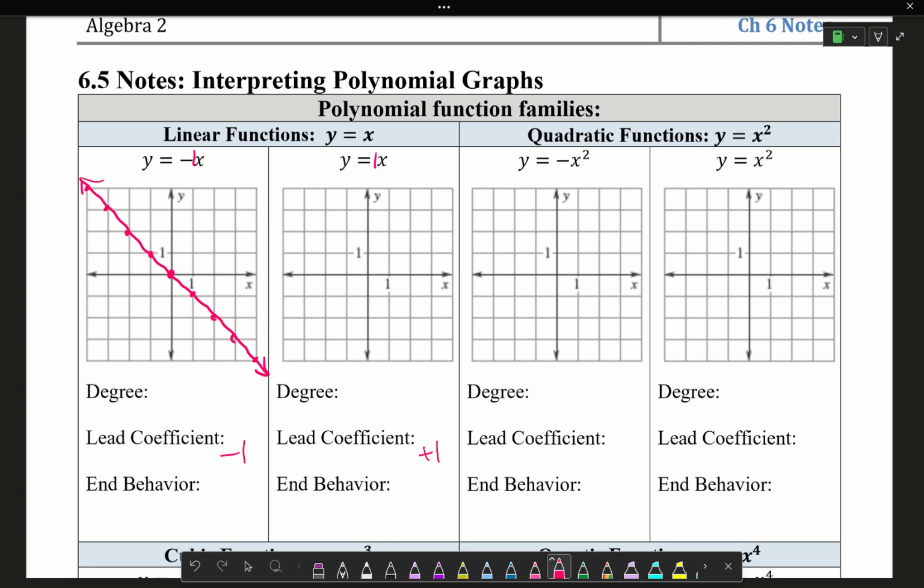All right, I'm going to do the same thing with the positive one, going from the origin up 1 and over 1, and sketch these graphs.